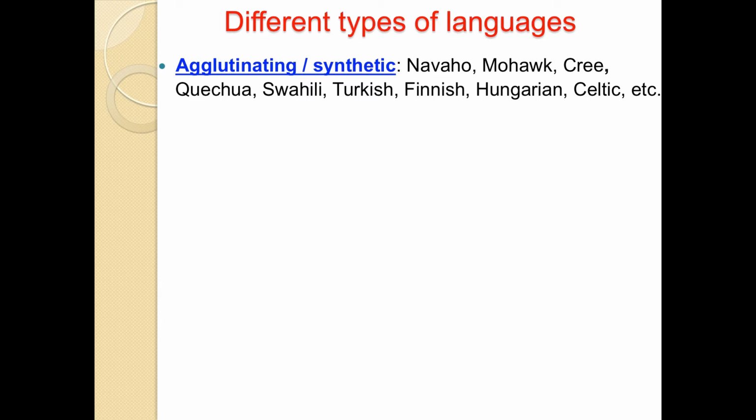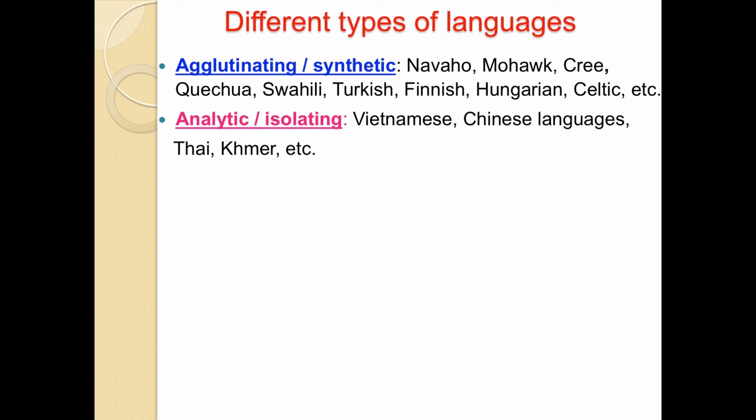A few Native American languages are like that: Navajo, Mohawk, Cree, Quechua. Languages from Africa do that. For example, Swahili, really well-known language from Africa. Turkish does that, Finnish, Hungarian, Celtic. On the other end of the extreme are analytic or isolating languages. I'm going to stick with the term analytic. Analytic languages do not like to have affixes. Vietnamese, the Chinese languages, Thai, Khmer are languages that do not see the point of putting prefixes on.